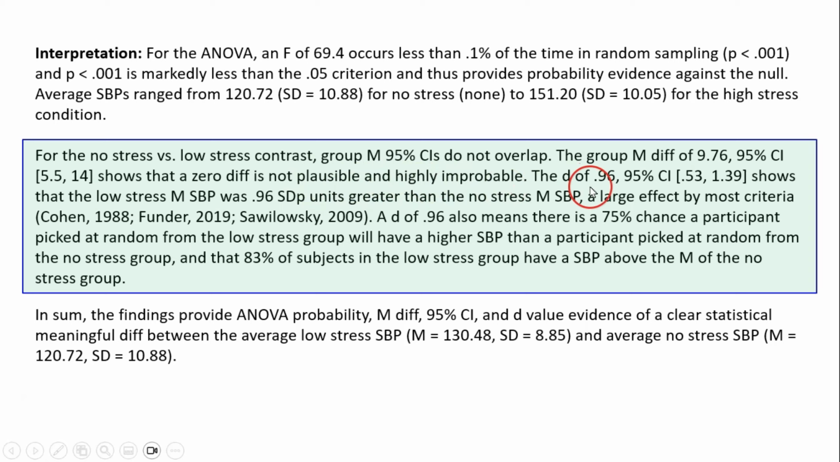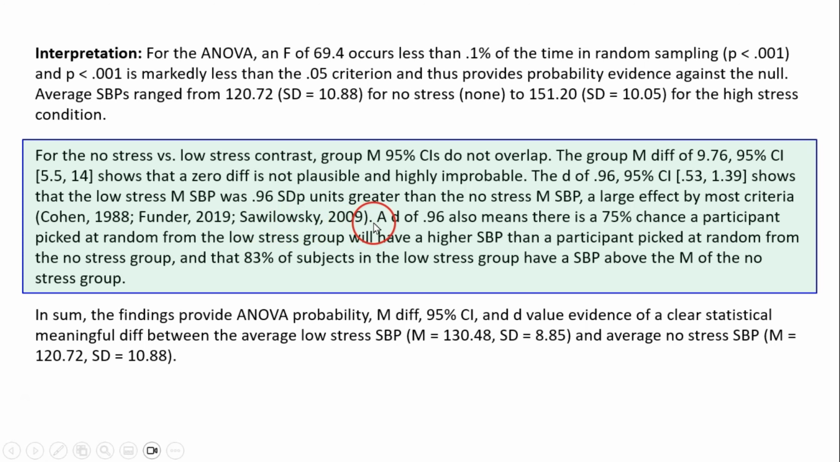The d of 0.96, 95% confidence interval 0.53, 1.39, shows that the low stress mean systolic blood pressure was 0.96 standard deviation units greater than the no stress mean systolic blood pressure. A large effect by most criteria. And I've given the authors here: Cohen, Thunder, Sawilowski, 2009.